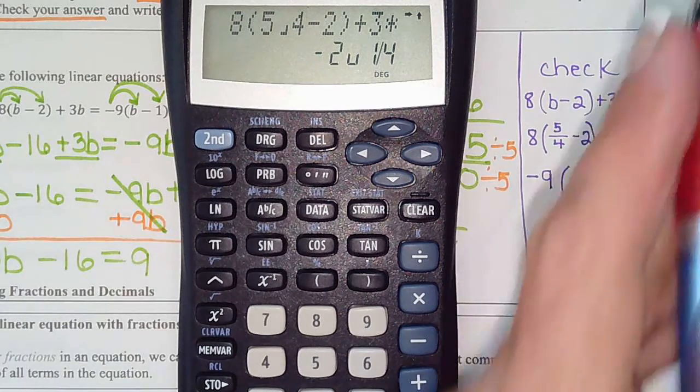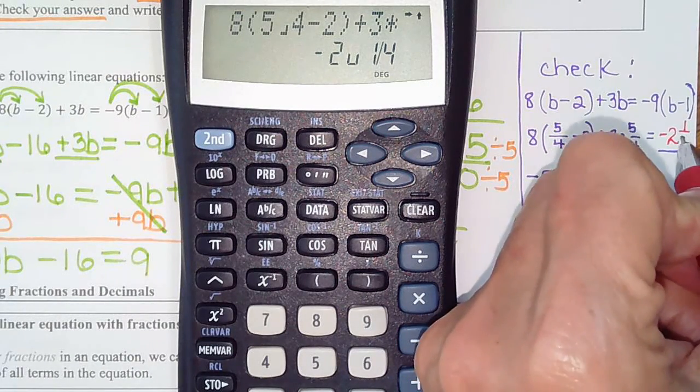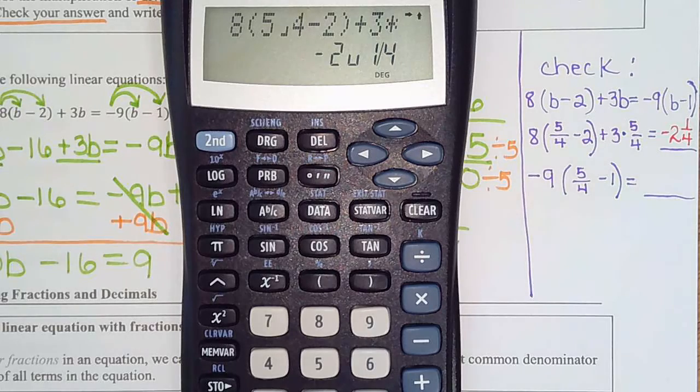Another. Negative 2 1/4. So if I get negative 2 1/4 here, woo, happy dance time. Then you can walk away and go, yes, I know I have that answer correct.